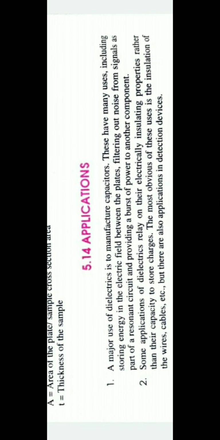Now, what are the applications of the dielectric constant? They are majorly used to manufacture capacitors, and capacitors are used in many fields to store energy between the plates, to produce noise signals for the resonant circuit, and many more. The second application is in electricity, where they are used to store charges, and they are also used in wires and cables. So this is the dielectric constant.